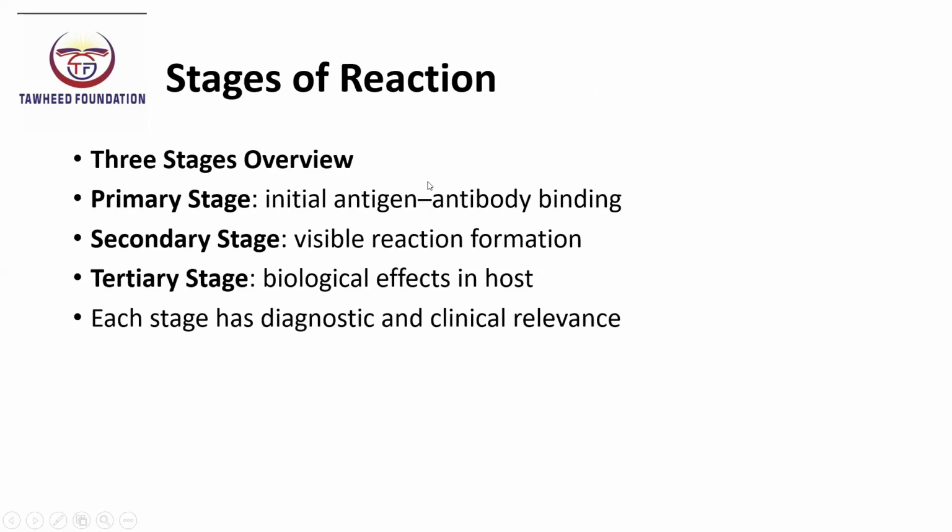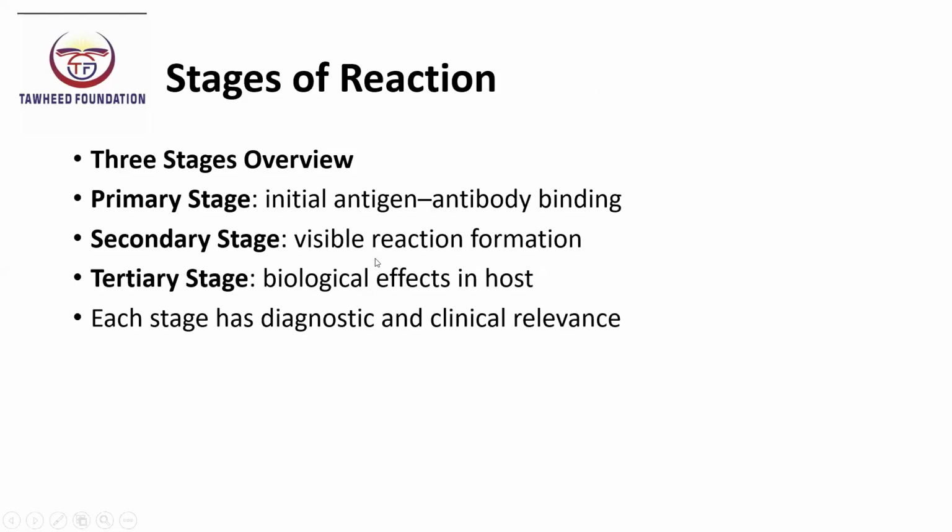Stages of reaction. The antigen antibody reaction occurs in three main stages: the primary stage, the secondary stage, and tertiary stage. In the primary stage, the antigen and antibody first recognize and bind to each other. This is a microscopic process and cannot be seen visually. It involves the formation of an antigen antibody complex.